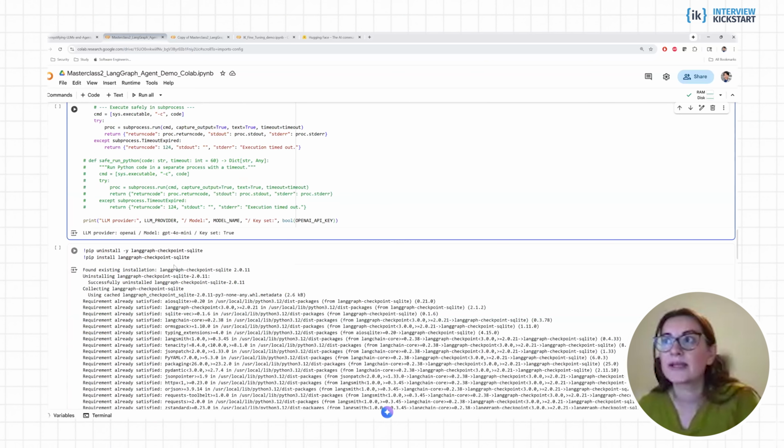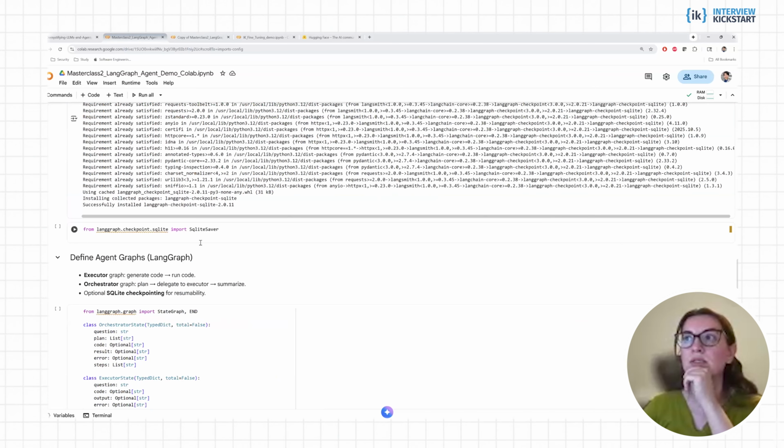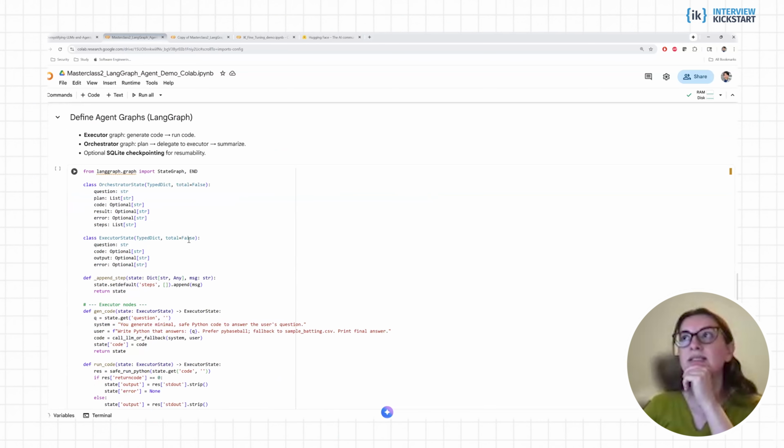These are the packages that I installed for checkpointing. LangGraph checkpoint SQLite is installed. You just need to make sure to include this in your packages. This is what we are actually looking at and what we are trying to learn.